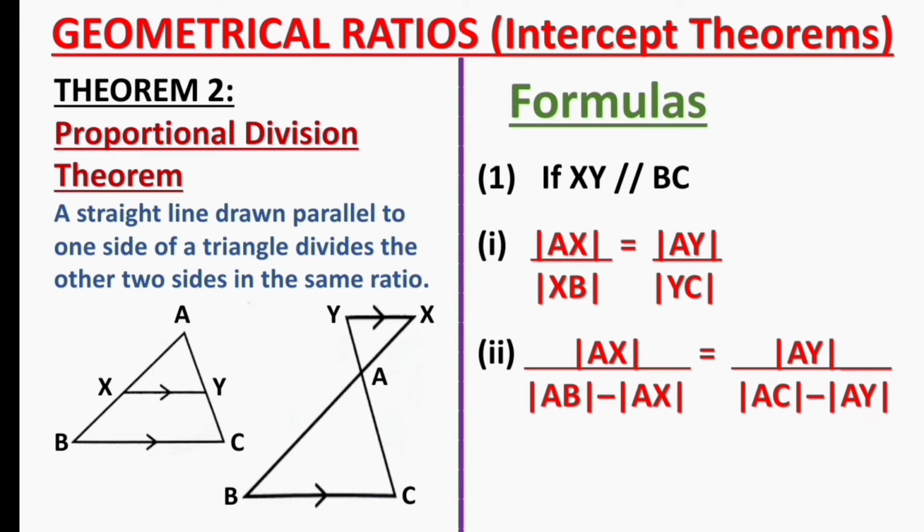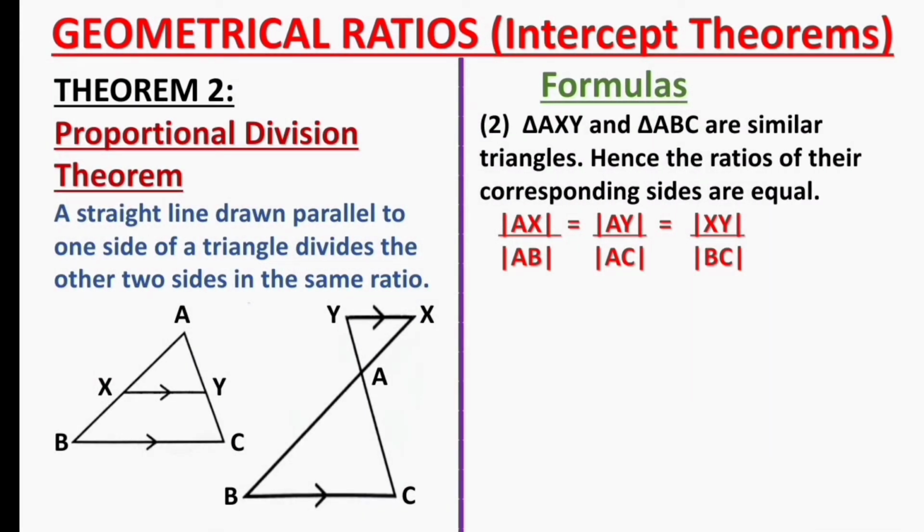From the first formula, if the line XY is parallel to line BC, then we have two formulas here. The first formula says the ratio of AX to XB is equal to the ratio of AY to YC. While the second formula here is an offshoot from the first formula, we say the ratio of the length of AX to the length of AB minus AX is equal to the ratio of AY to the length of AC minus AY. Please take note of these formulas.